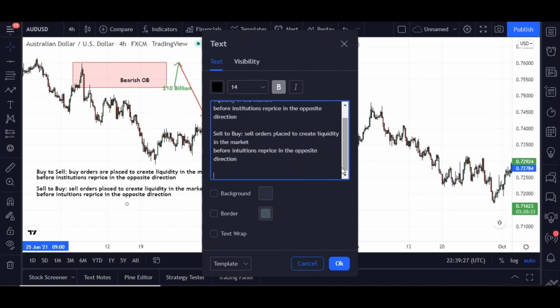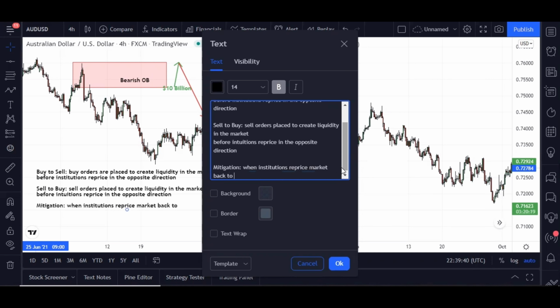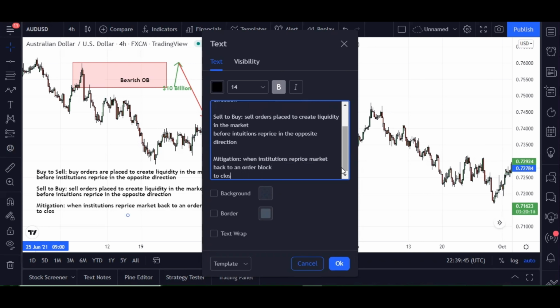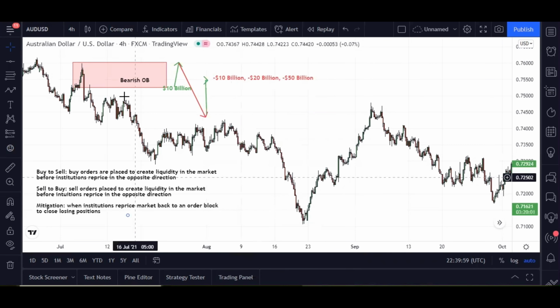So again, what is mitigation? When the institutions reprice market back to an order block to close losing positions. To close losing positions.